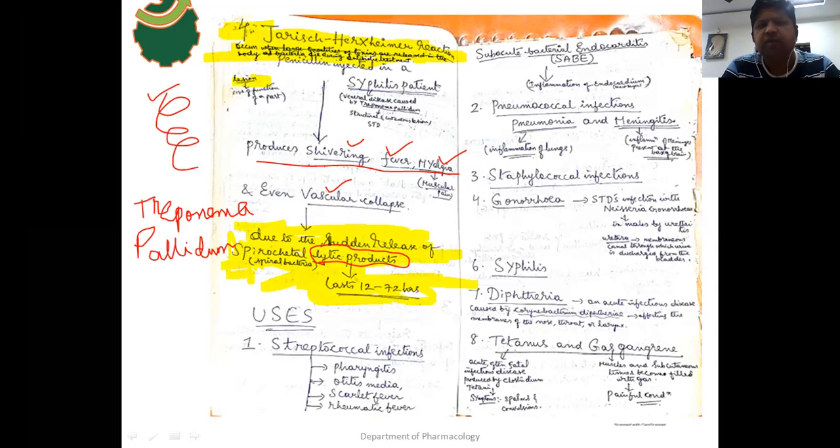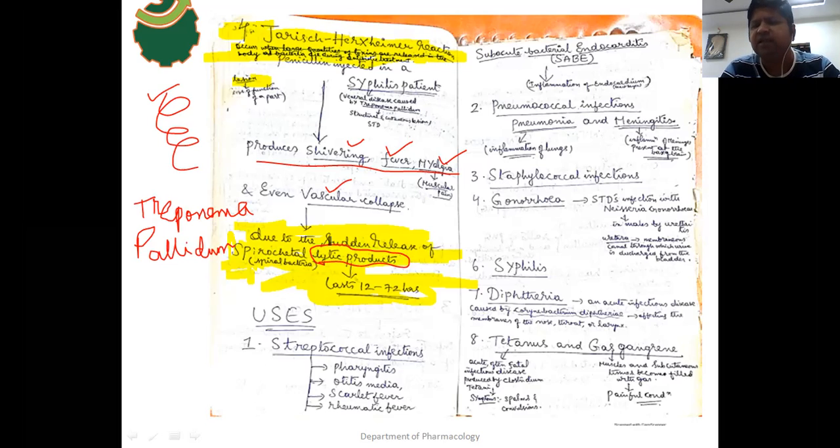So if you want to avoid it, you can give an antipyretic or any non-steroidal anti-inflammatory drug, so that these symptoms, fever, myalgia, and pains can be minimized. Okay, so I will repeat. Jarisch-Herxheimer reaction occurs when large quantities of toxins are released in the body as bacteria die during antibiotic treatment.